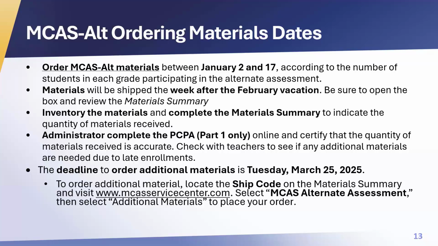As administrator, you'll look through the materials to make sure all the appropriate materials are delivered, and you review what we call the material summary form. You also complete the PCPA, the Principal Certification of Proper Administration, Part 1 only, online, and certify that the quantity of materials you receive is accurate. Again, if you ordered 5 binders, you want to receive 5 binders. If you need more, you want to order additional materials at that time.